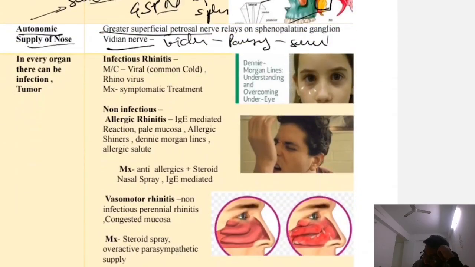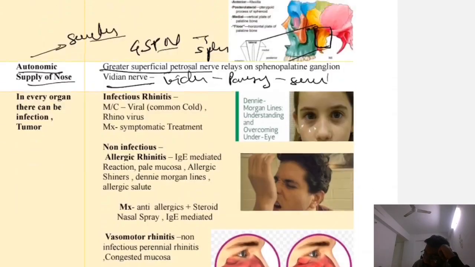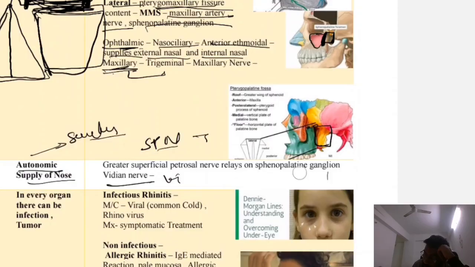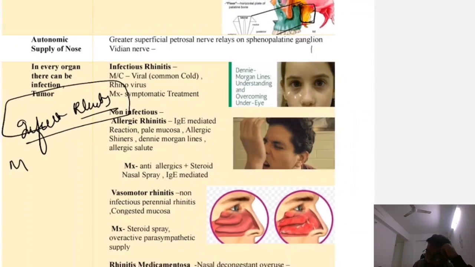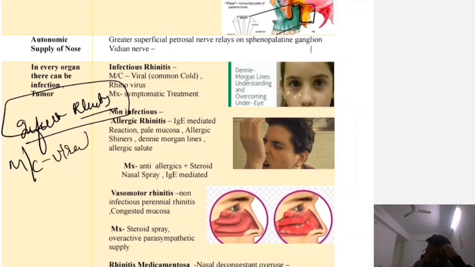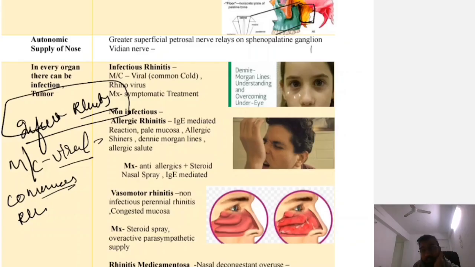Okay, now we have learned about the nerve supply of the nose. Now in the nose there could be infection. So first is infectious rhinitis. The most common cause is viral, not bacterial. Viral cause, that is the common cold. Rhinovirus is the culprit. Because it is a viral infection, you have to give symptomatic treatment.